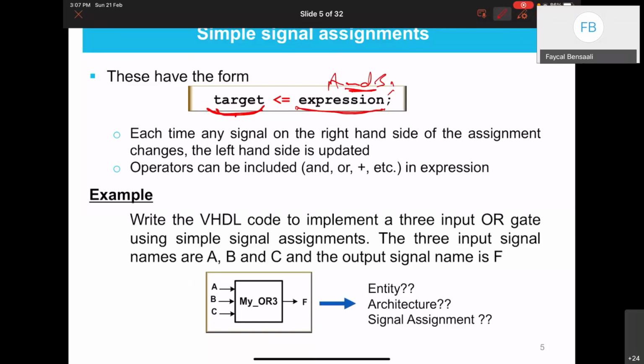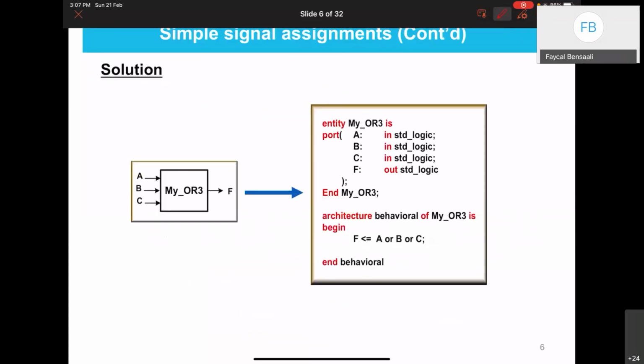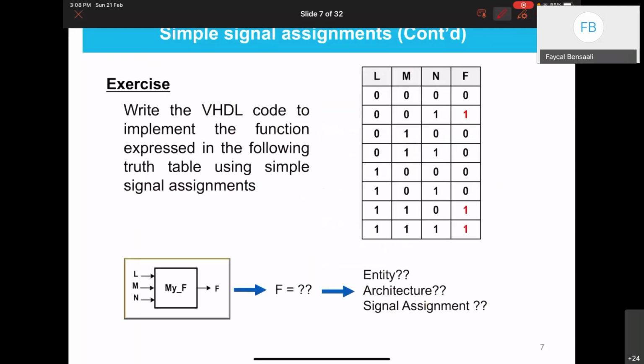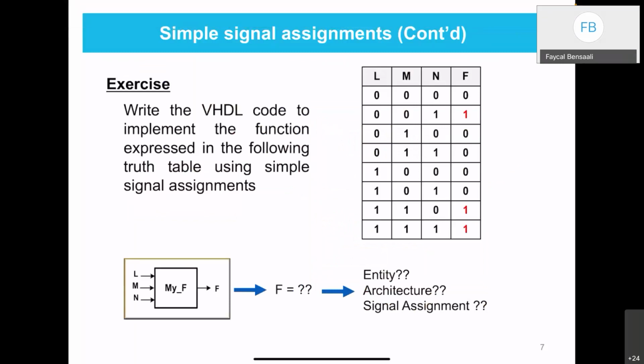Right, now this is a question to implement a simple OR gate. I think it's very simple, an OR gate with 3 inputs. So this is the code. Again, those could be together for the entity, and this is the code. This is one simple signal assignment. F is equal A or B or C. I think this is very simple, right? I don't want to waste time here. Let's take the other example.